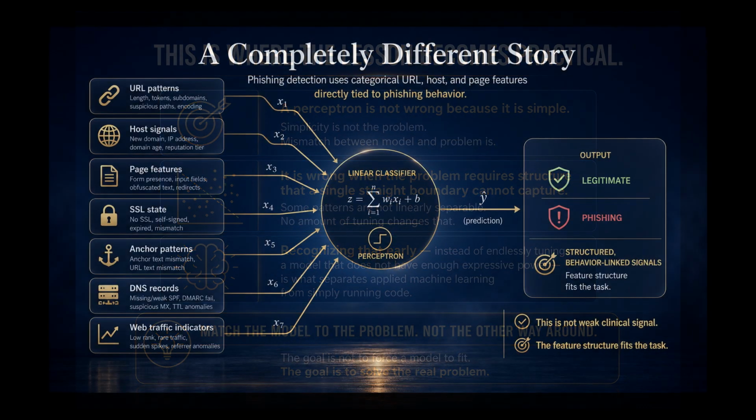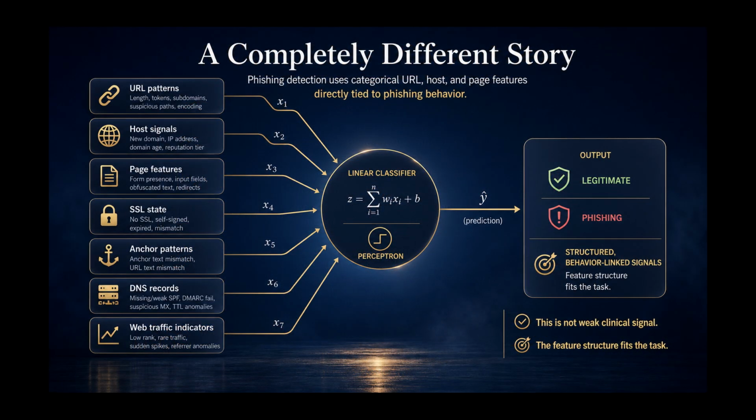The OpenML phishing websites dataset tells a completely different story. This time, the Perceptron is not being asked to separate weak clinical signal with a limited linear boundary. It is being applied to categorical URL, host, and page features that are directly tied to phishing behavior. SSL state, anchor patterns, prefix and suffix indicators, DNS records, web traffic signals, links pointing to a page, shortening services, IP address usage. These are not abstract measurements, they are operational clues.